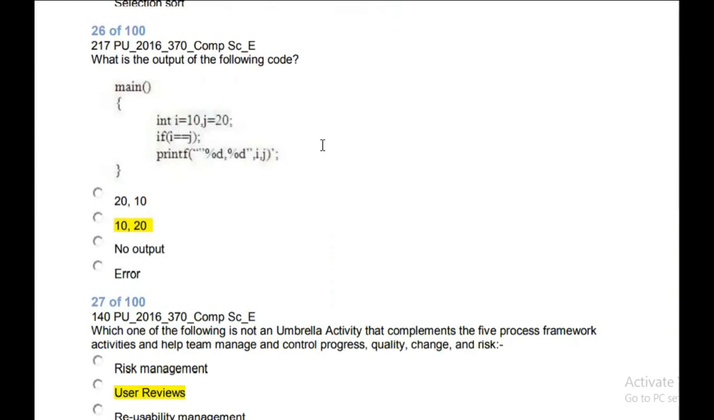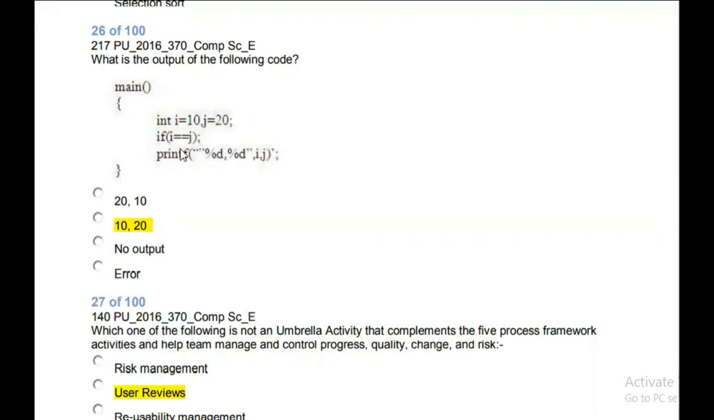Which is the output of the following code? main, int i is equal to 10, j is equal to 20. If i is equal to j, printf %d, i comma j. Here the if condition is i equal to j, where i is 10 and j is 20, so i is not equal to j. But after the if condition there is a semicolon, so the if is closed here and the printf statement is not part of the if.